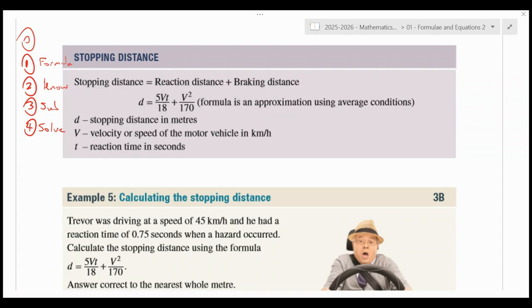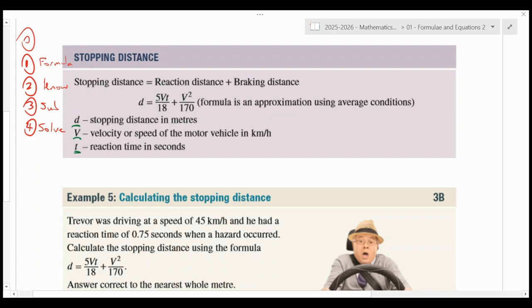If you have a look at that, this one has a few variables in it. Let's change color so you can actually see them. It's got the little d, there it is, stopping distance in meters. It's got the uppercase V, which is your velocity or your speed in kilometers per hour. And then it's got the T, which is time. That's your reaction time.